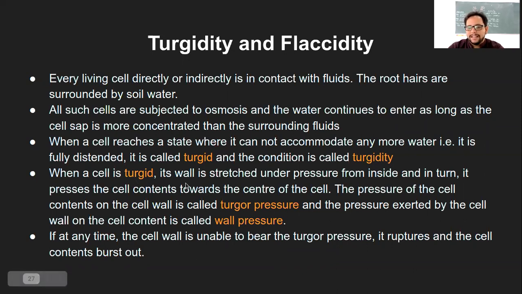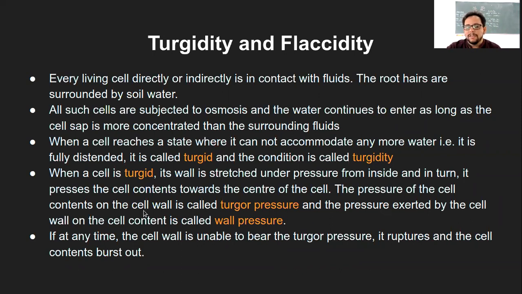So when a cell is turgid, its wall is stretched under pressure from inside, and in turn it will press the cell content towards the center of the cell, right? Obviously there will be cytoplasm, cell organelles, nucleus, and so on. So when the pressure from inside is pushing the walls outside, there will be some pressure which will be pushing the content of the cell towards the center of the cell, right? So that way it is exerting pressure on the wall, but also exerting pressure towards the center.